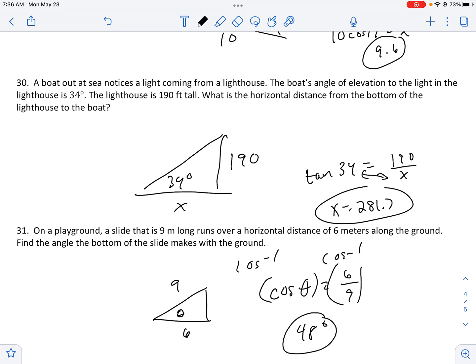Okay, so that's right triangle trig and word problems. Probably something to pay attention to. Just remember SOHCAHTOA.